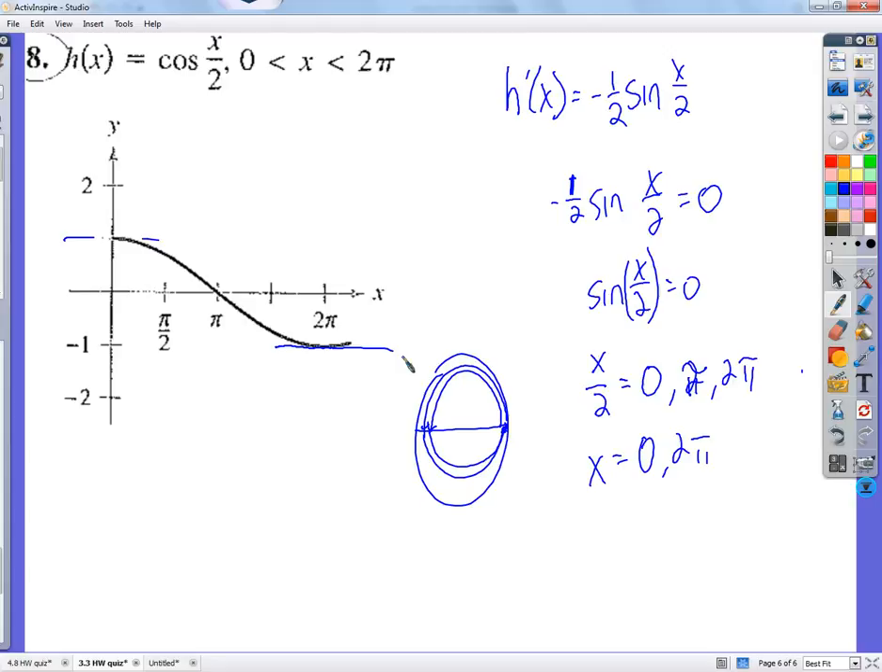Okay, so in between those two zeros, it must be doing one thing, either increasing or decreasing. How do we find out? Plug in a point in between, like pi or pi over 2, whatever you want to do. What's the sine of pi over 2? 1. What's negative 1/2 times 1? Negative 1/2, which is negative, which means decreasing. Negative slope, decreasing. So it's decreasing on the open interval 0 to 2 pi, that whole time.